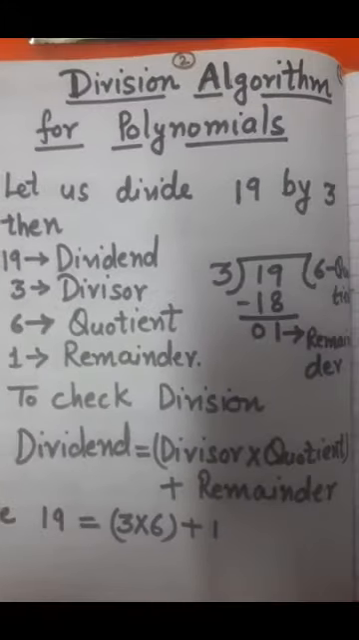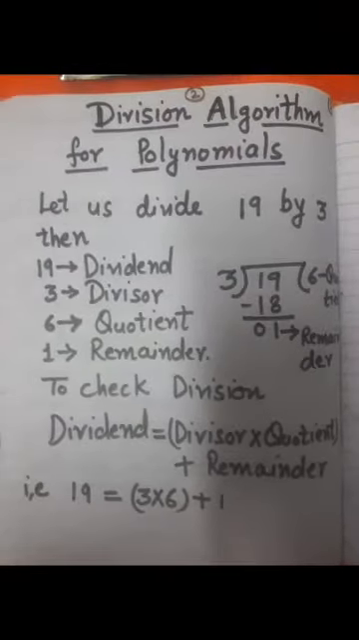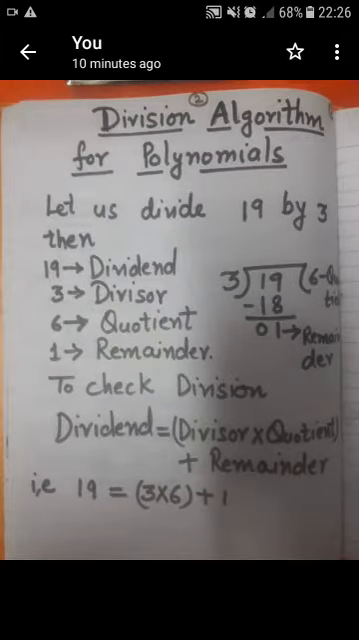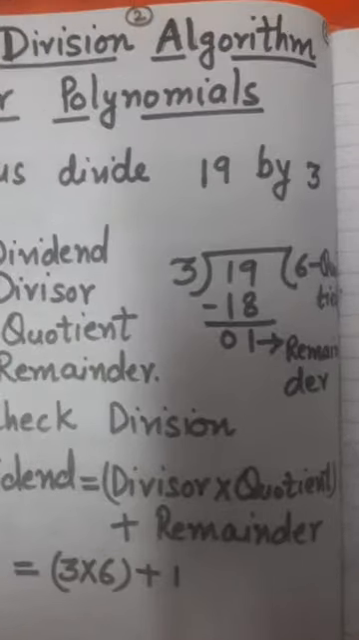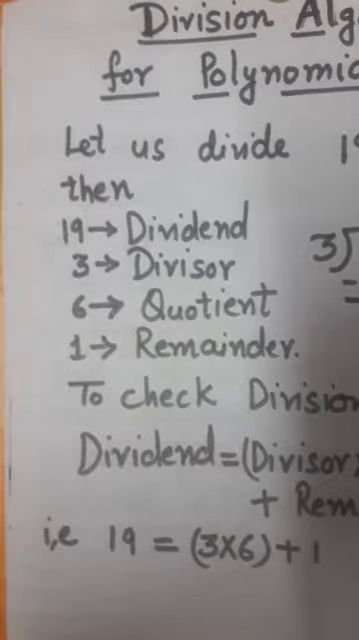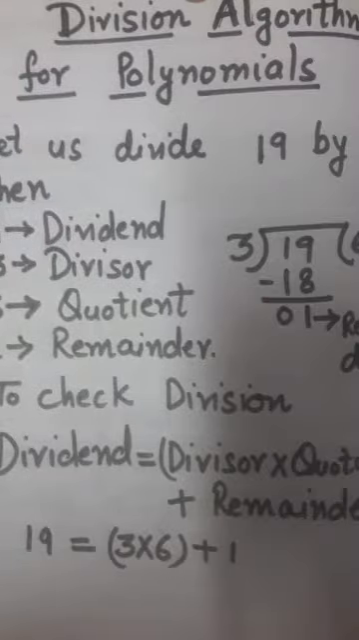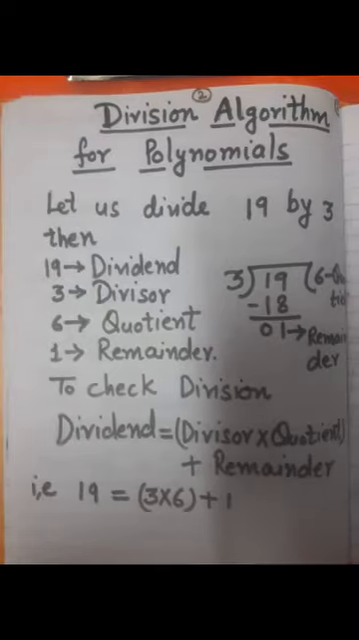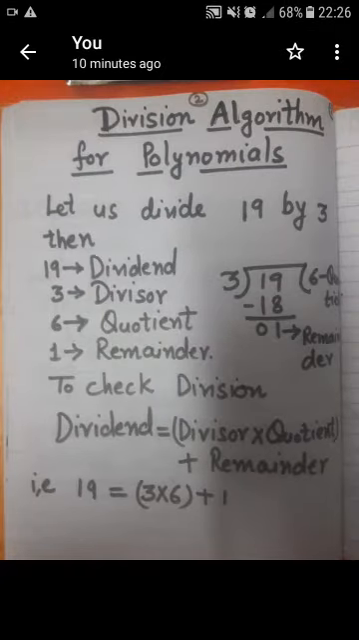And we used to check the division process. We multiply the divisor and quotient: 3 multiplied by 6 gives 18. When we add the remainder 1, 18 plus 1 is equal to 19. If divisor into quotient plus remainder is equal to dividend, our division process is correct. This is the division algorithm, which we have seen in Euclid division algorithm. Now we will apply the same thing to polynomials.